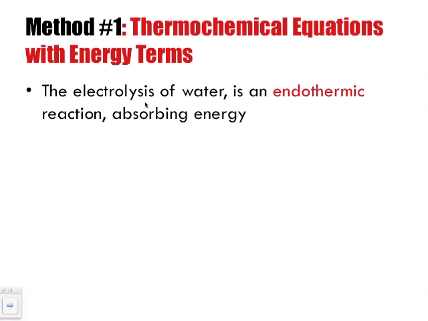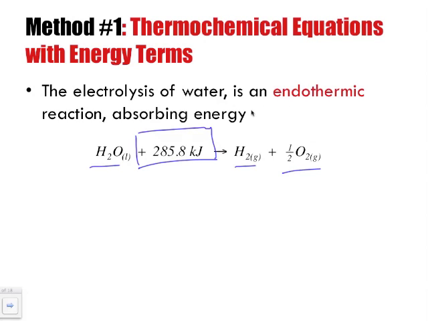We're going to look at the electrolysis of water, which happens to be an endothermic reaction, meaning it's going to absorb energy from its surroundings. So here is the example. Typically, we would write this equation based on just that. But this is called a thermochemical equation because we have included the energy that it's going to absorb. It's going to absorb 285.8 kilojoules of heat, of energy, for this reaction to actually occur.